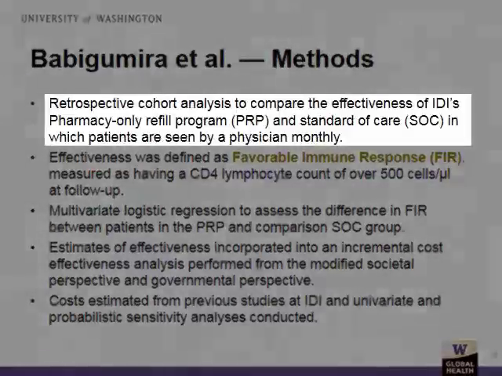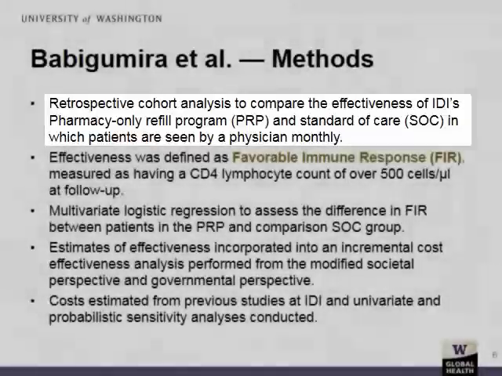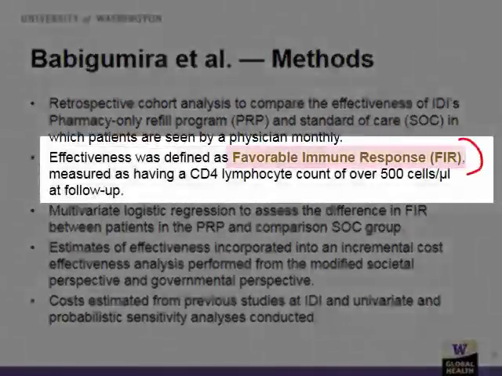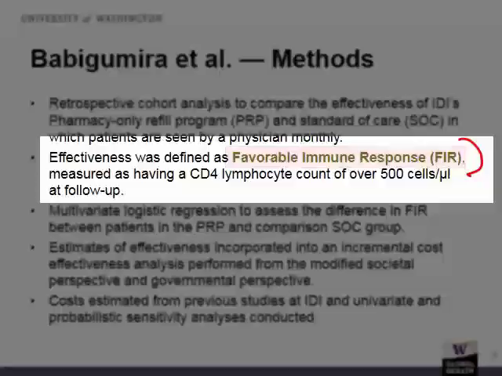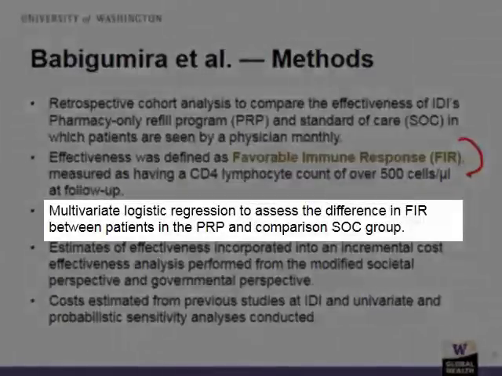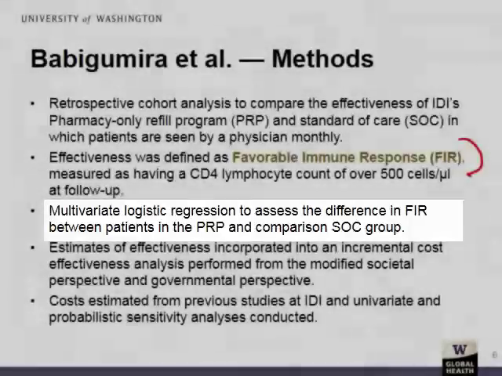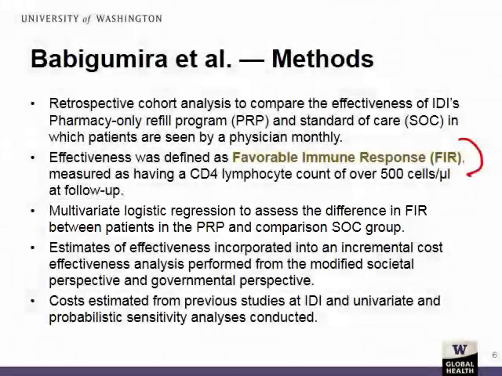So we did a retrospective cohort analysis for the outcomes assessment, and the outcome was favorable immune response, FIR, and it was measured as having a CD4 count of less than 500 cells per microliter. And we did a standard analysis, a multivariate logistic regression, to see whether the standard of care and the PRP differed in favorable immune response at 1 year. And we used these estimates to do the cost effectiveness analysis.